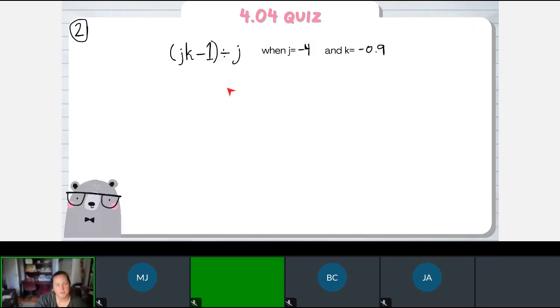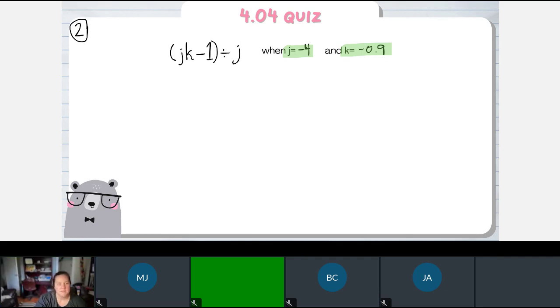All right, this is number 2. You can go ahead and write down the problem. It is open parentheses, j times k minus 1 close parentheses divided by j. And it's telling you that j is equal to negative 4, and k is equal to negative 0.9. So the first thing we want to do again is plug in those values for those letters.